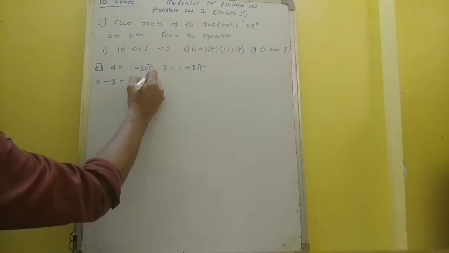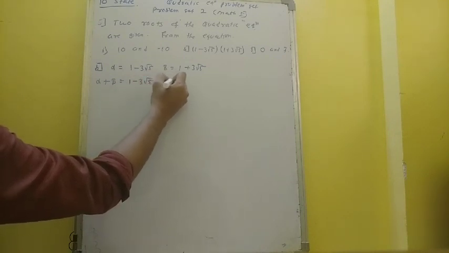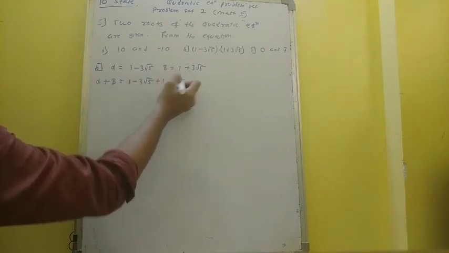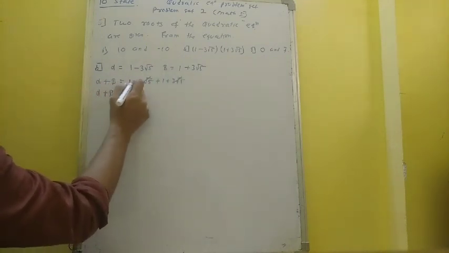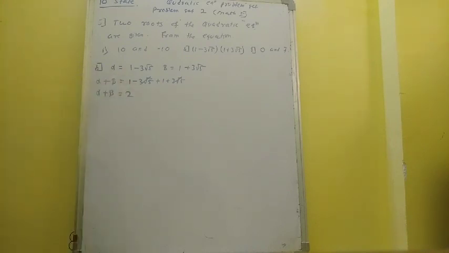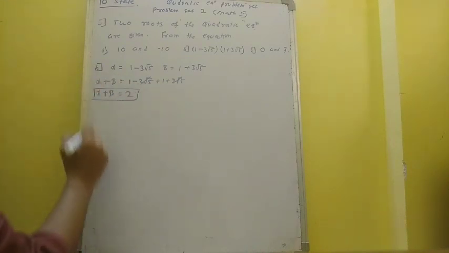Alpha plus beta: the root 5 terms get cancelled. 1 plus 1 will be 2. So we have the sum of the roots as 2.